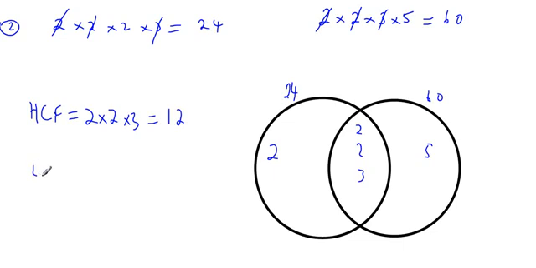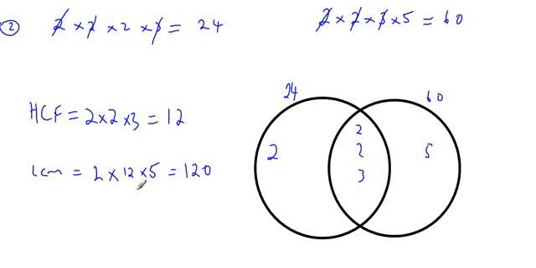The LCM can be found by multiplying all of these numbers together. So 2 times 2 times 2 times 3 times 5. Now we already know what 2 times 2 times 3 is because we just worked it out for the HCF, which is 12. So we only need to write 2 times 12 times 5. 2 times 12 is 24. 24 times 5 is 120.